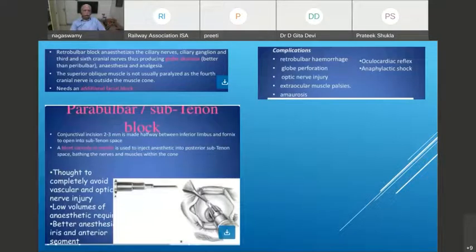and this is the parabulbar or subtenon block, which is given mostly by the surgeons themselves after they make an incision at the inferomedial limbus or conjunctiva. Use a blunt cannula and insert it into that and inject about 1.5 to 2 ml.